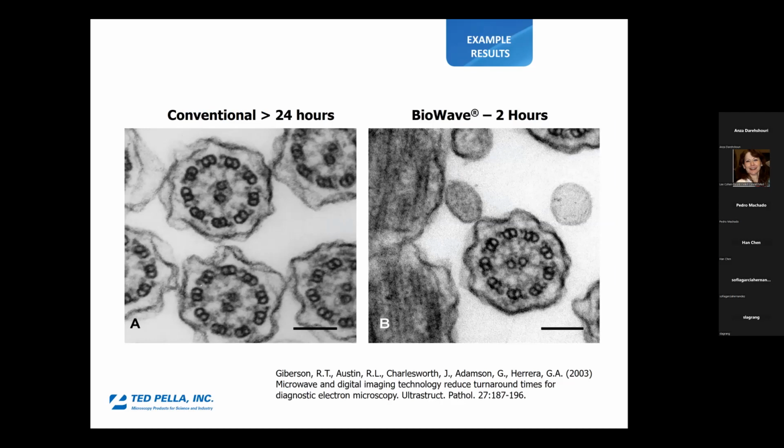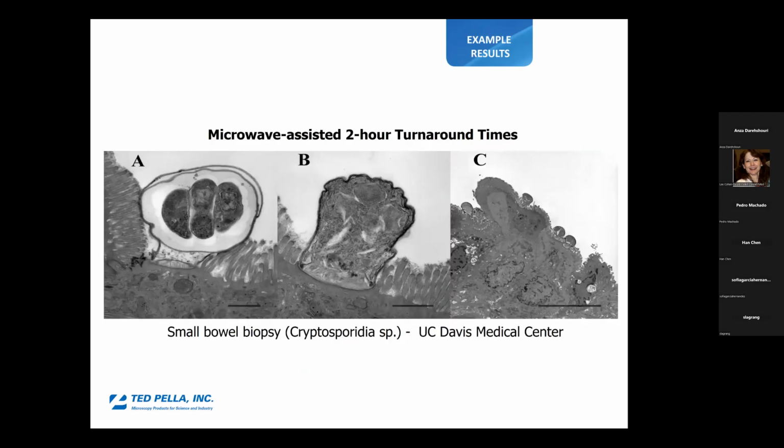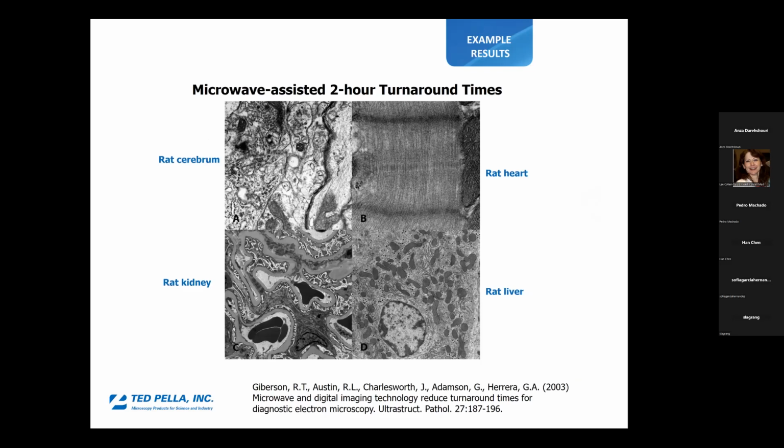So here I'm going to show some images comparing, just to show results of that 2-hour processing time in the BioWave. So here on the right, we have some K9 nasal cilia. Here we have microwave assisted small bowel biopsy. And then here we have several rat samples, so cerebellum, heart, kidney, liver. So all types of different tissue types can be done in the BioWave.